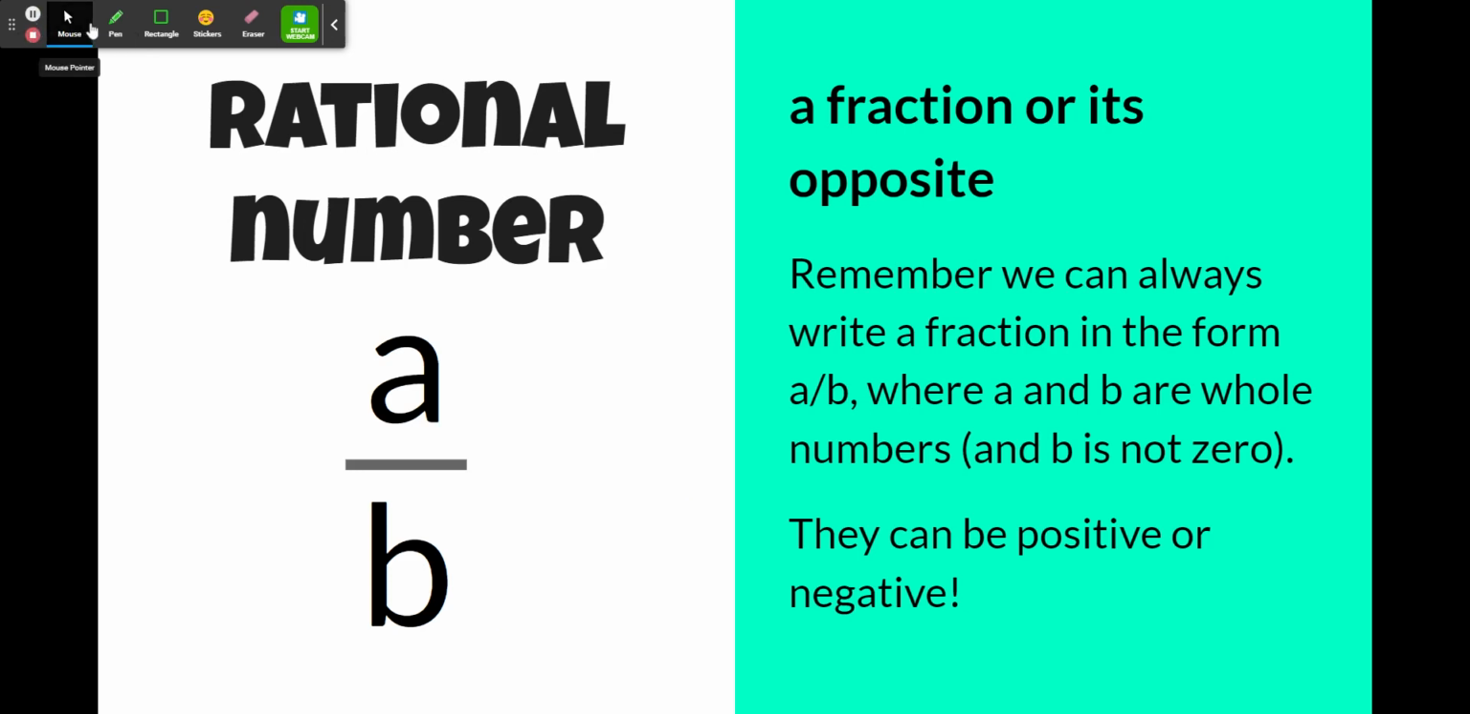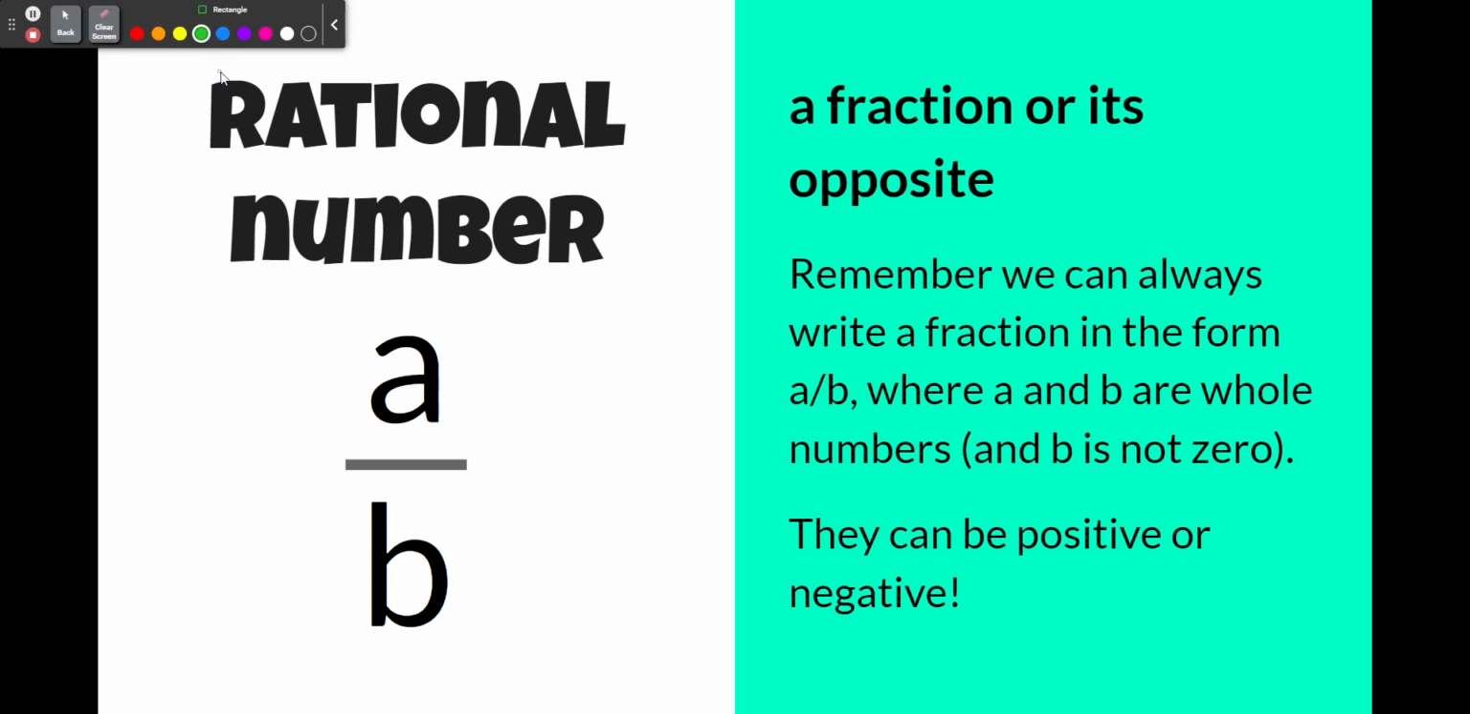So before we go on with our next part, let's talk about a rational number. A rational number, a divided by b, a fraction or its opposite. Remember, we can always write a fraction in the form of a divided by b, where a and b are whole numbers and b is not 0. This is super important. You cannot divide by 0. We've talked about this before. That's how we got our undefined slope. And they can be positive or negative. Rational numbers can be positive or negative.